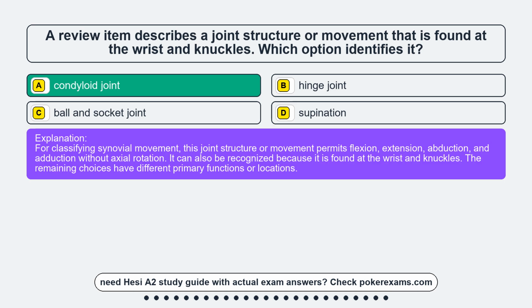For classifying synovial movement, this joint structure or movement permits flexion, extension, abduction, and adduction without axial rotation. It can also be recognized because it is found at the wrist and knuckles. The remaining choices have different primary functions or locations.